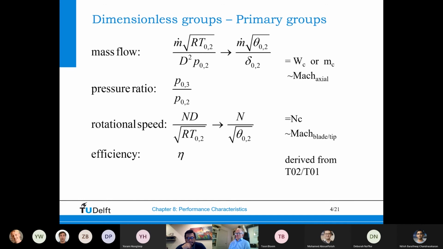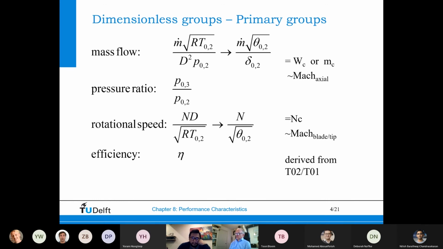And then we have rotor speed. The full dimensional form is rotor speed times the diameter, which is the velocity, over the square root of RT, which is also a dimension of velocity. And if we just leave out the R, which is basically constant in most cases, we have rotor speed N over square root theta, where we divide the temperature by the standard temperature, and then we also have a very convenient corrected parameter for rotor speed in the same order of magnitude as the actual rotor speed.